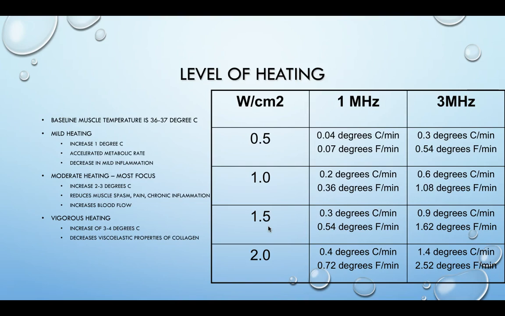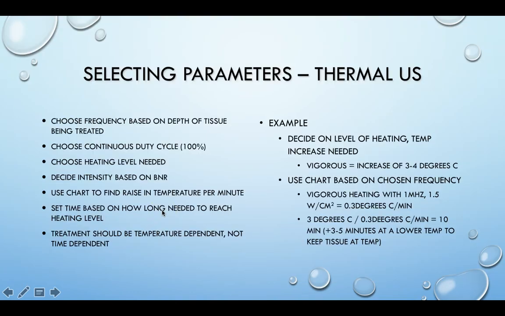Then we would use the chart to figure out, okay, if I need to raise to a certain degree, right, 2 to 3 degrees Celsius, I would need a certain amount of time based on how much I increase per minute. Okay, so we use the chart to find the temperature rise per minute, and we set our time based on how long we need to reach that heating level. Okay, the treatment should be temperature dependent and not time dependent. Too often when people get lazy with ultrasound, everything is 1.5 for 5 minutes at 3 megahertz or 1 megahertz, and they don't do the math to figure out what level of heating we really want to get to. You guys are going to do the math. You're going to be thinking about temperature dependency, not time dependency.